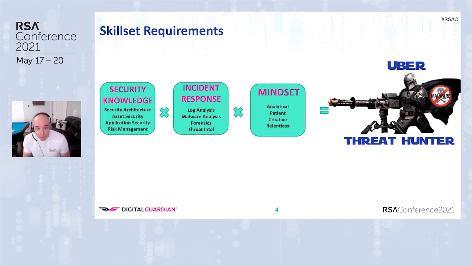Being analytical, being patient and creative and relentless and not giving up and stopping. If you really want to be, I think, an uber threat hunter like my boy Mando over here, you really need to have that relentless nature about yourself and not necessarily give up, because it can be difficult, right?